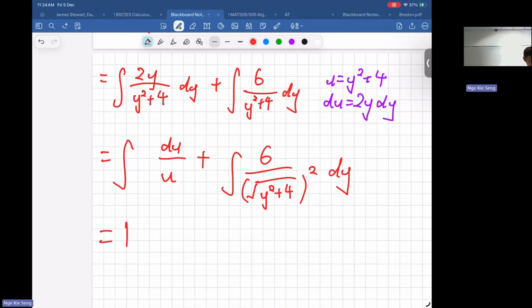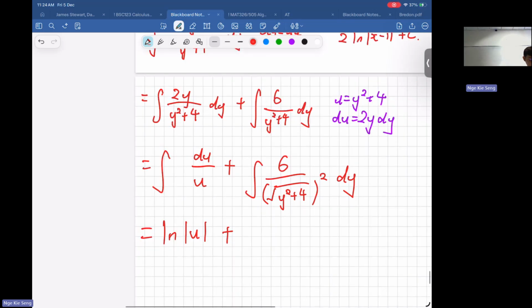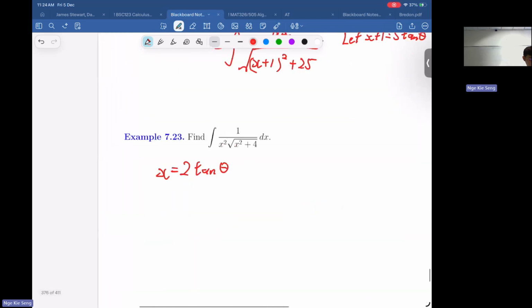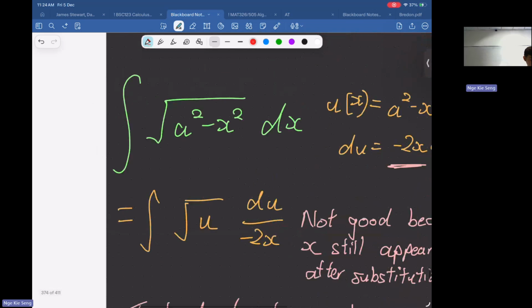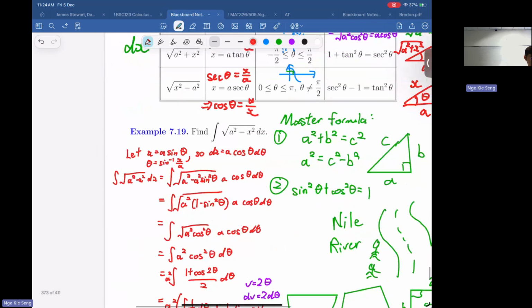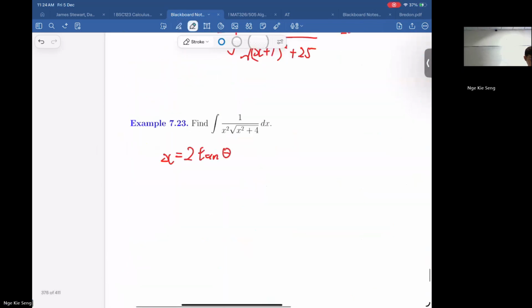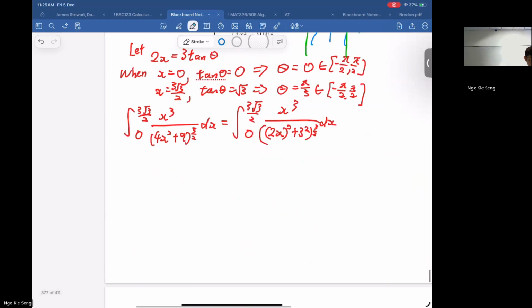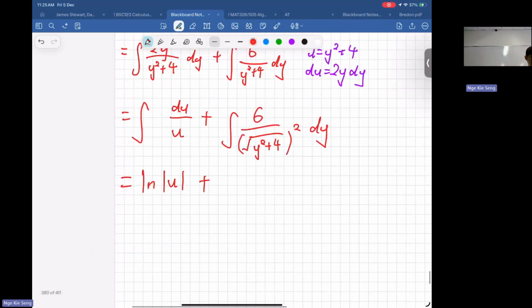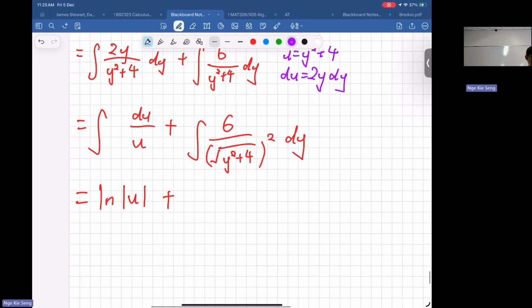Okay, so for the first one, I think it's obvious already. It's just ln u. Let's try the trigo. So this is y squared plus a squared, right? So look at the table. We're going to use tangent. Let's use y equals a tangent. By the way, I haven't done this question yet, so we will experience it together. So y equals 2 tangent theta.